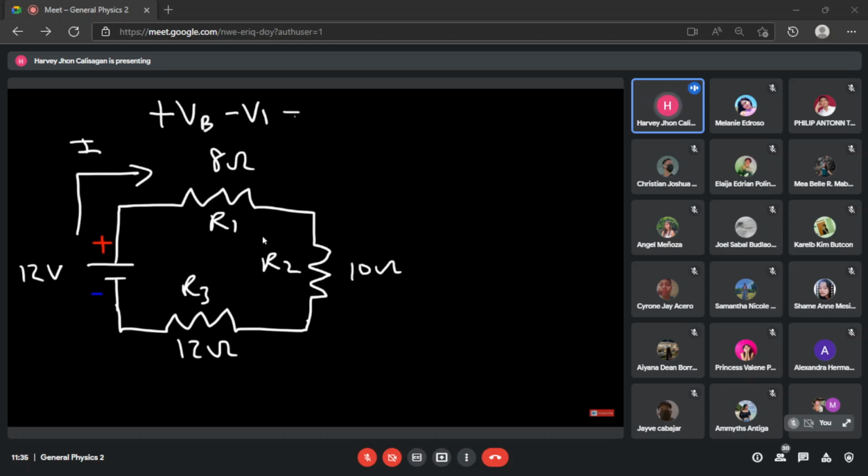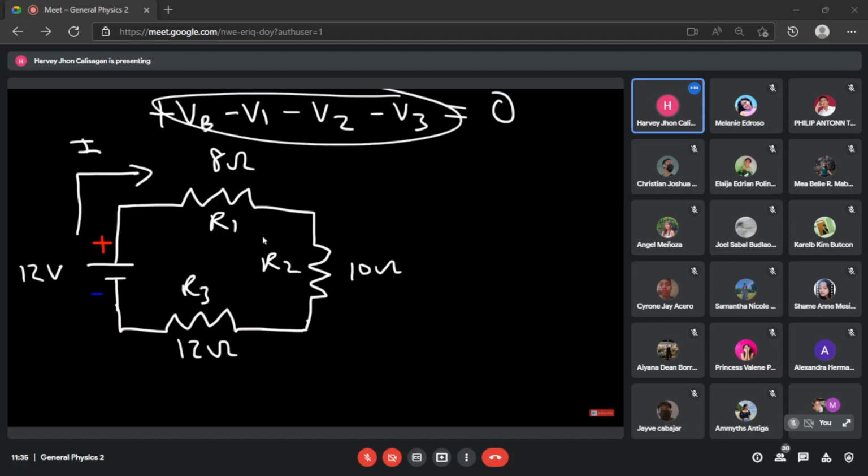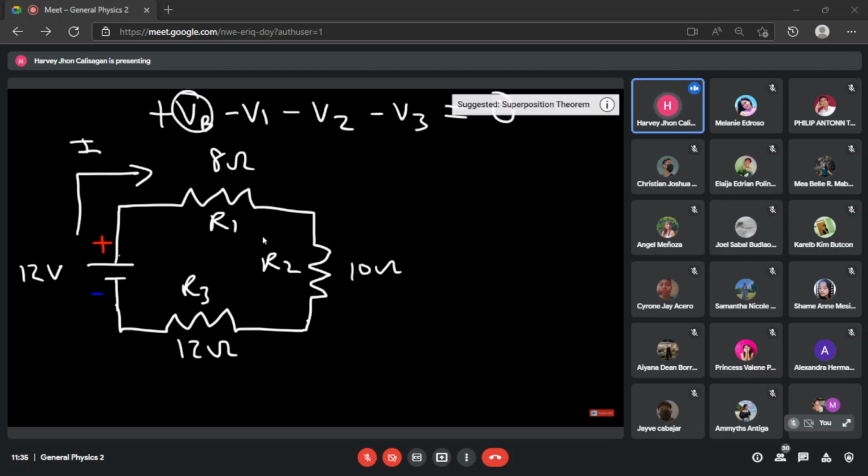And then R2 also creates a voltage drop. And R3 will also create a voltage drop. And based on Kirchhoff's voltage law, the sum of all the voltages in the circuit must add up to zero. Now let's use that equation to calculate the current in the circuit. So the voltage of the battery is 12 volts.